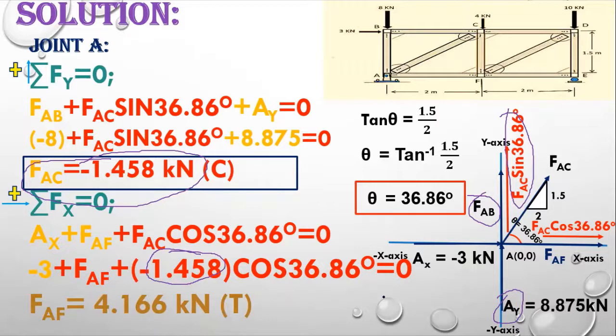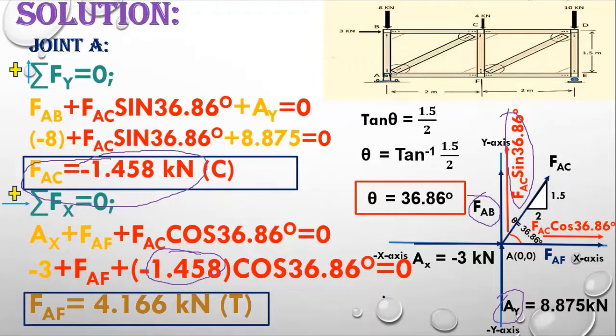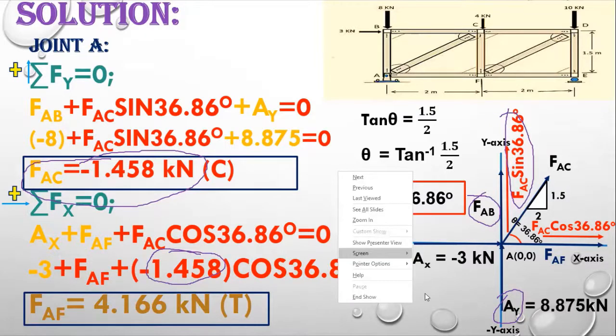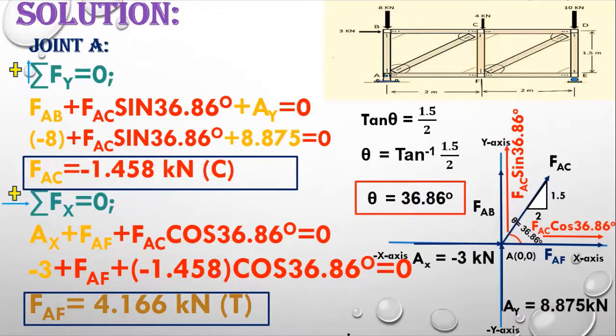So how many member forces have we calculated up till now? We have calculated 4 member forces up till now, and how many member forces are left? 5 member forces are left. So we are moving towards the next slide. Okay, let me erase all I wrote on this screen so it will be clear to all of you.